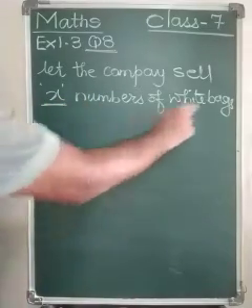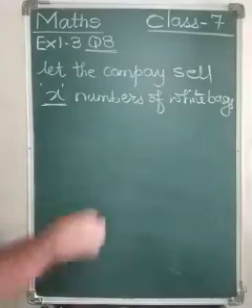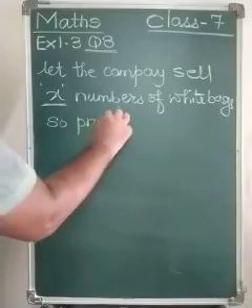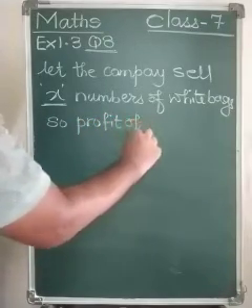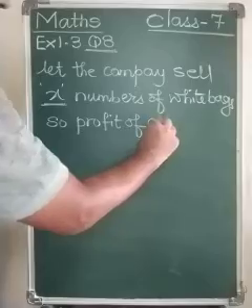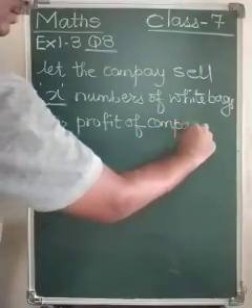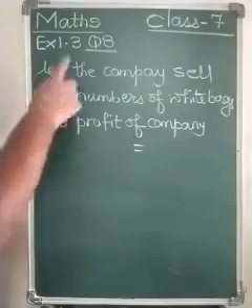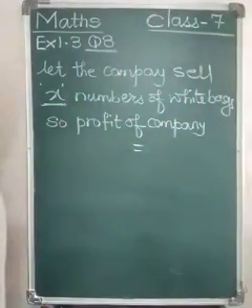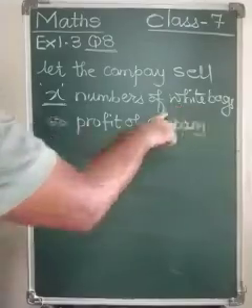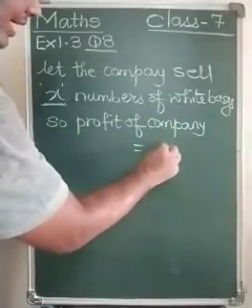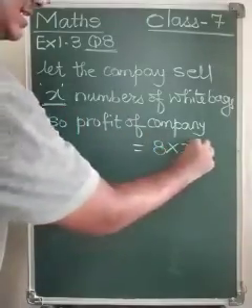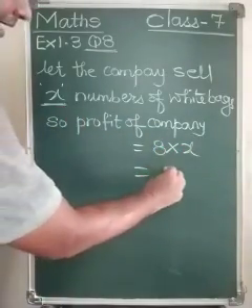Then on the white bags there is a profit of rupees 8. So profit of company equals number of bags sold multiplied by number of rupees per bag profit. So for white bag 8 rupees is the profit, so 8 rupees multiplied by number of bags, that is x. So this will be 8x.